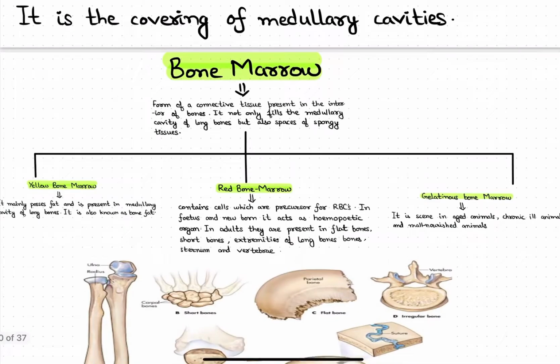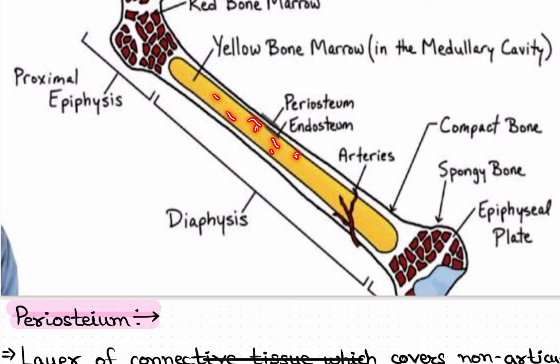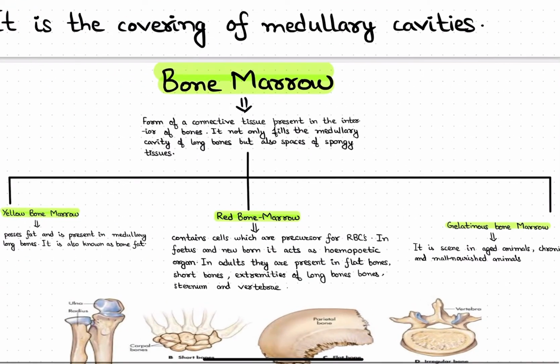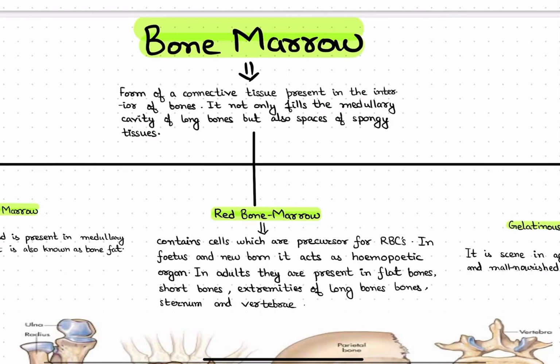Now, there is a particular term known as bone marrow. This yellow region which you are seeing in the medullary cavity is bone marrow. Now, what is this bone marrow? You might have studied in your plus 2 that it generally forms RBCs, and it also contains fat. The extra amount of fat is stored in bones also in the form of bone fat. That particular bone fat is technically known as yellow bone marrow. Bone marrow is a form of connective tissue present in the interior of bones. It not only fills the medullary cavity of long bones but also spaces of spongy tissue.